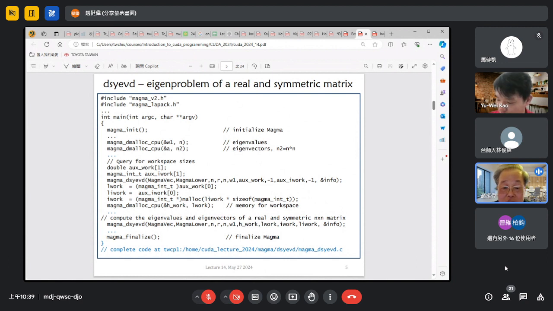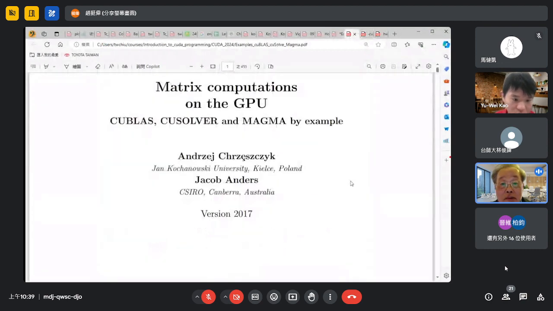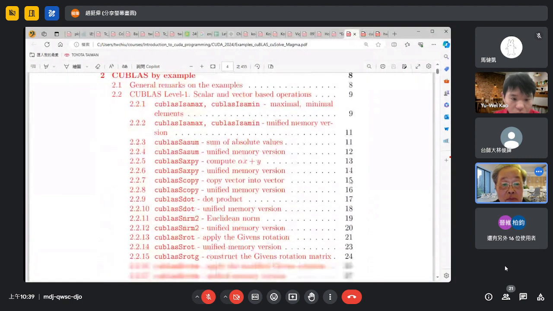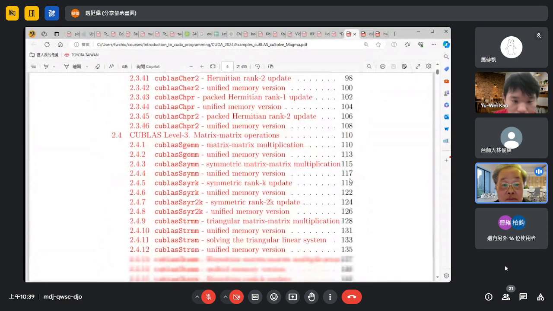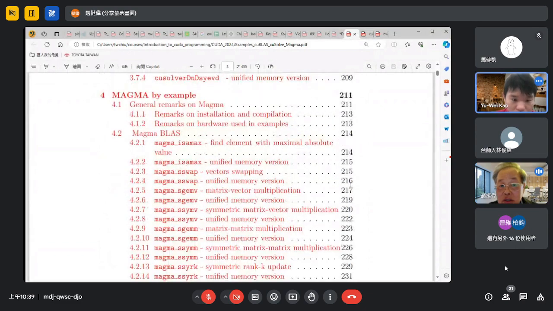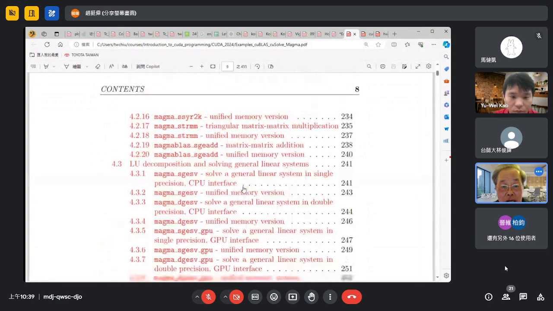Let me look at all the naming routines. You see, these routines' naming convention is according to LAPACK. So it's not due to MAGMA. All the MAGMA code has "magma" in front of it, okay. So the original name actually is from LAPACK.